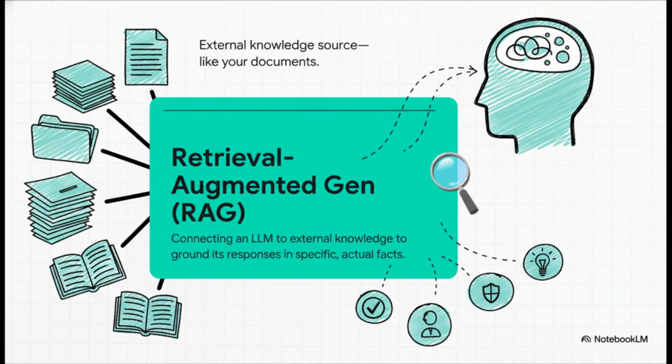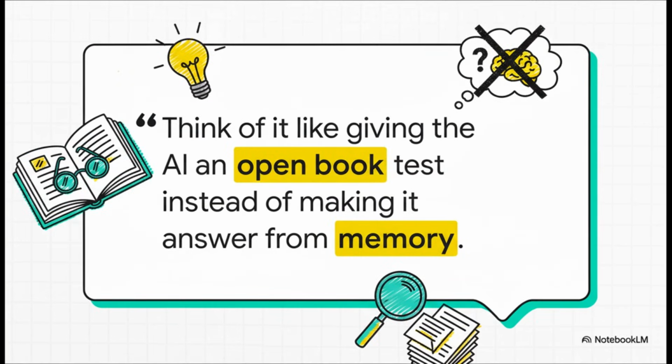So what exactly is RAG? Well, in the simplest terms, it's the process of connecting a language model to an outside knowledge source, like all of your documents, so that it can ground its answers in specific facts, not just the general stuff it was trained on. And this is a fantastic way to think about it. RAG is like giving the AI an open book test. Instead of forcing it to recall everything from its vast memory, you're just letting it look up the right answer in your specific textbook. Sounds simple enough, right?